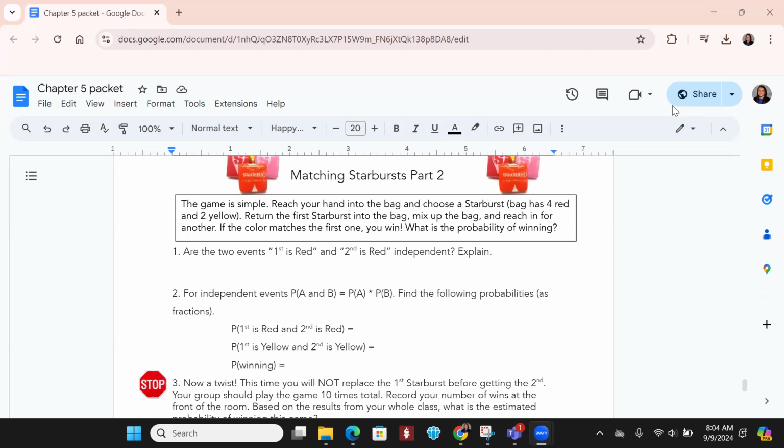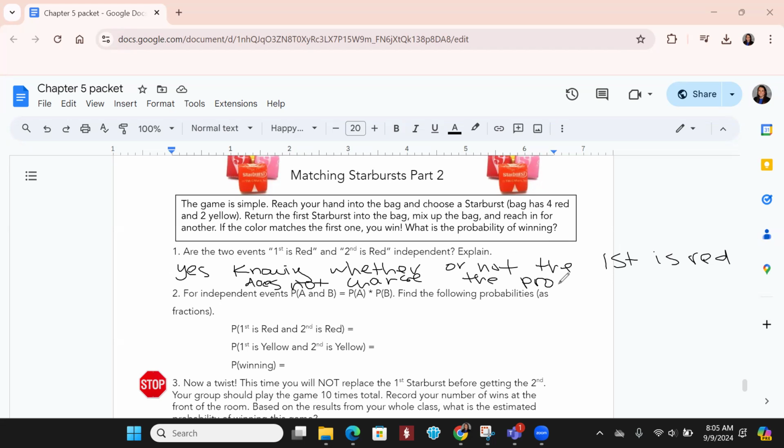Okay, so we talked about this the other day. Are the 2 events, the first is red and the second is red, independent? Yes. So same probability of pulling a red, given you already pulled the red and put it back. Okay, so knowing whether or not the first is red does not change the probability of the second.